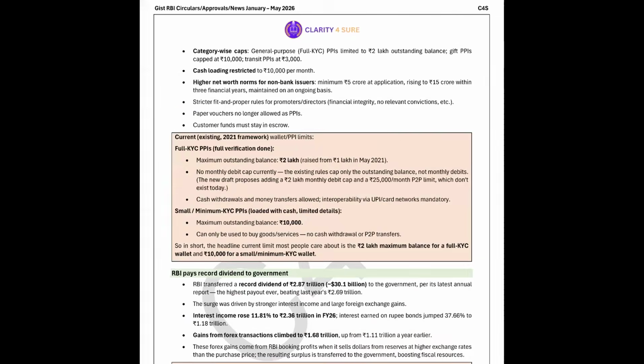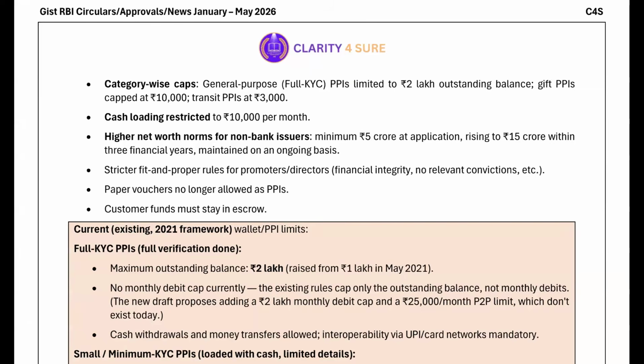What are the category-wise caps? This is important data. General purpose full KYC PPIs are limited to rupees 2 lakh outstanding balance. Gift PPIs are capped at rupees 10,000, transit PPI at 3,000. What is the cash holding restriction? 10,000 per month. What are the high net worth norms for non-bank issuers? Minimum 5 crore at application, rising to 15 crore within 3 financial years, maintained on an ongoing basis.